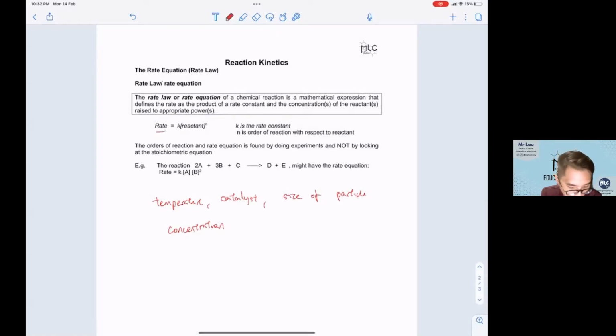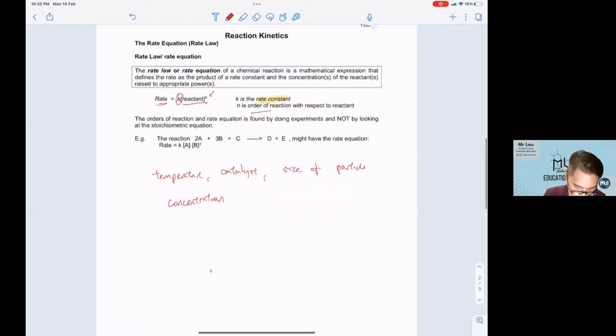We have your rate. Your rate is affected by something called the rate constant. k is your rate constant, multiplied by the concentration of the reactant raised to the power of something called the order of reaction. So this is the rate equation. I will just call it, let's say for a reaction A to B, rate = k[A]^n.